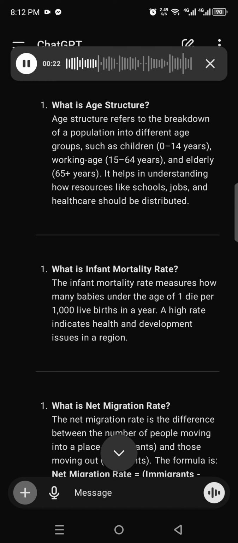7. What is infant mortality rate? The infant mortality rate measures how many babies under the age of 1 die per 1,000 live births in a year. A high rate indicates health and development issues in a region.